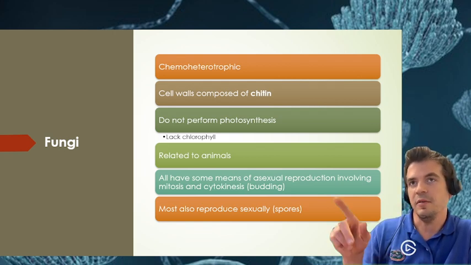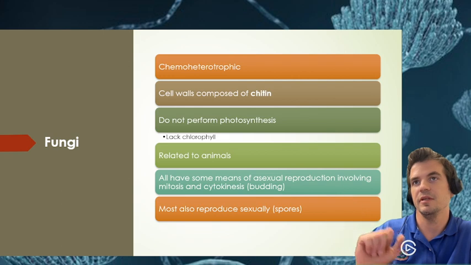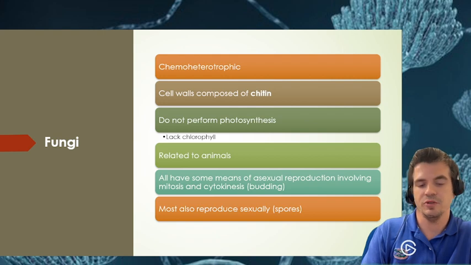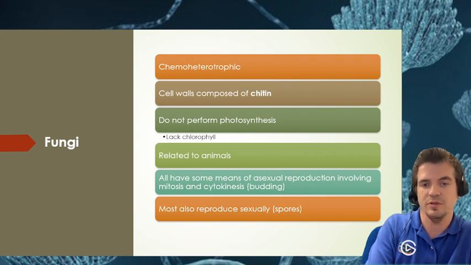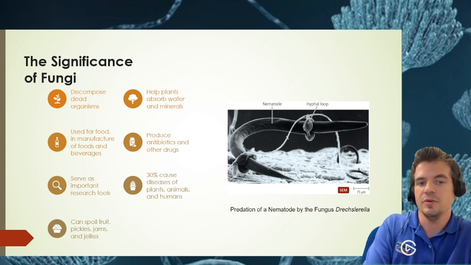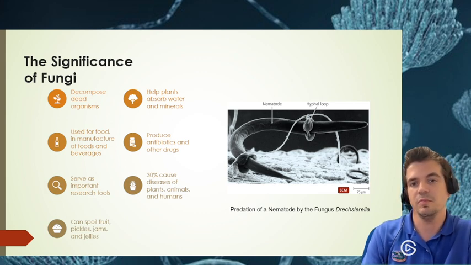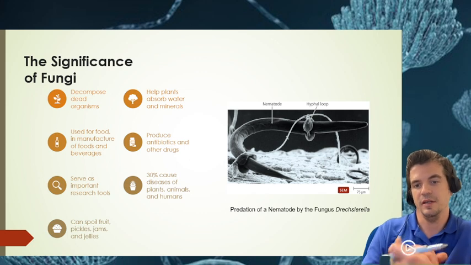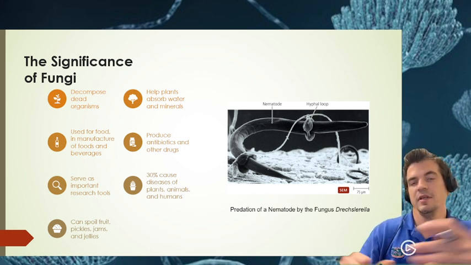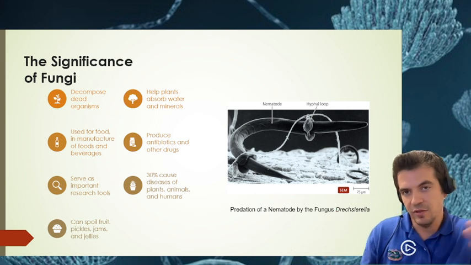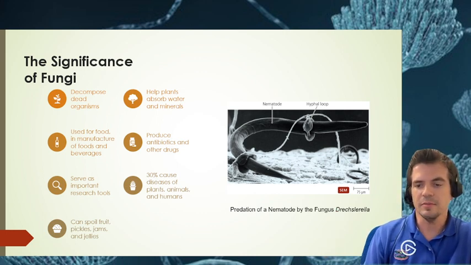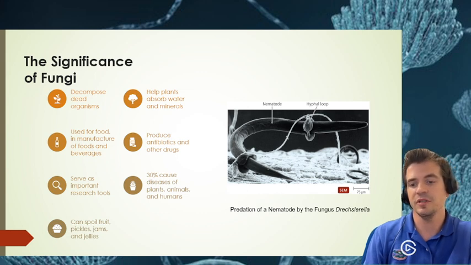And all of them have a means of asexual reproduction, but they can also have mitosis. All of them can also reproduce through spores. So fungi are important because they decompose dead organisms, they help plants absorb water and minerals by creating a network that they decompose and add back to the soil. And they serve as research tools, and of course, you can eat them.